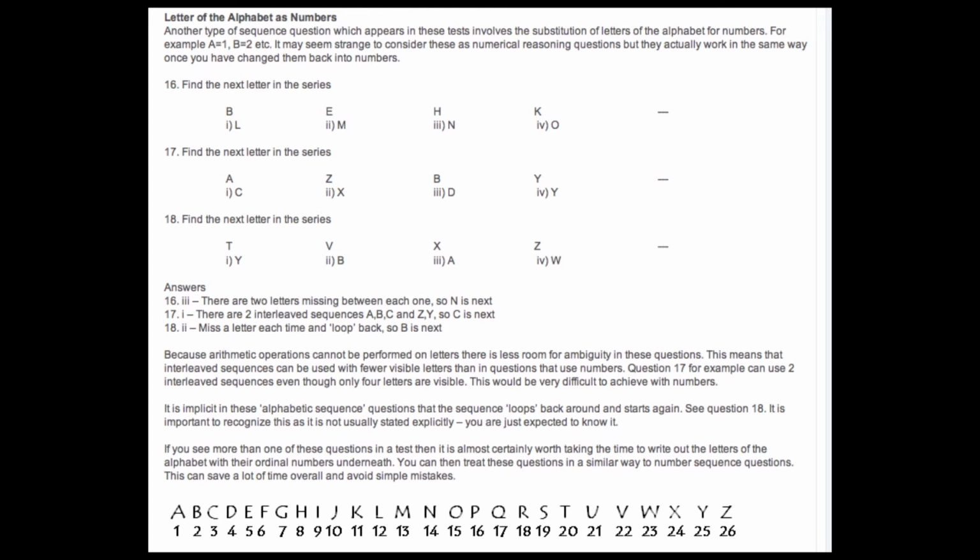Letters of the alphabet as numbers. Another type of sequence question which appears in these tests involves the substitution of letters of the alphabet for numbers. For example, A equals 1, B equals 2, etc. It may seem strange to consider these as numerical reasoning questions, but they actually work in the same way once you have changed them back into numbers.